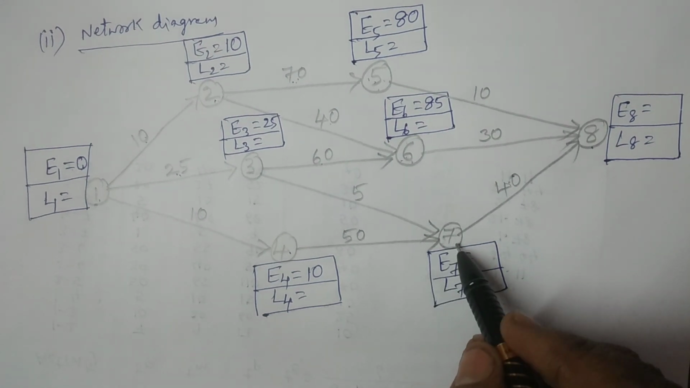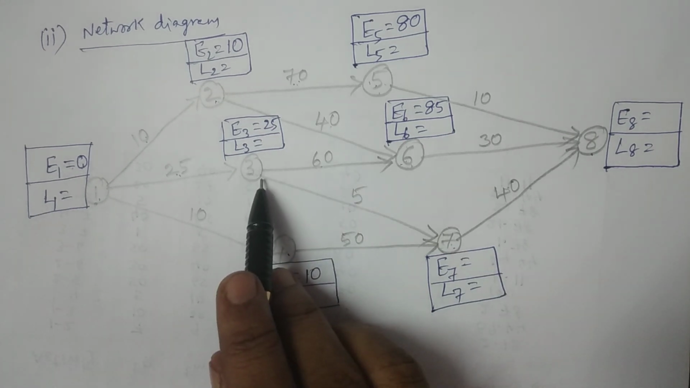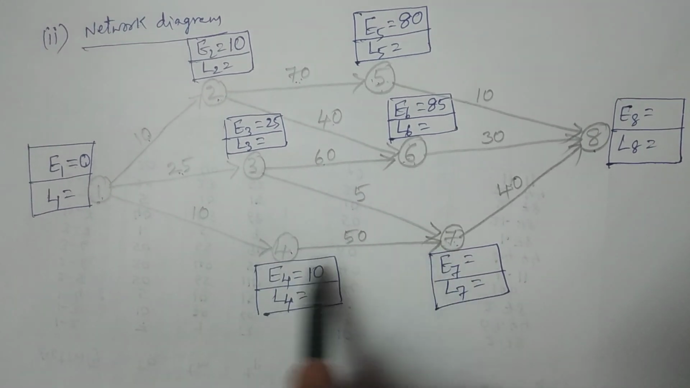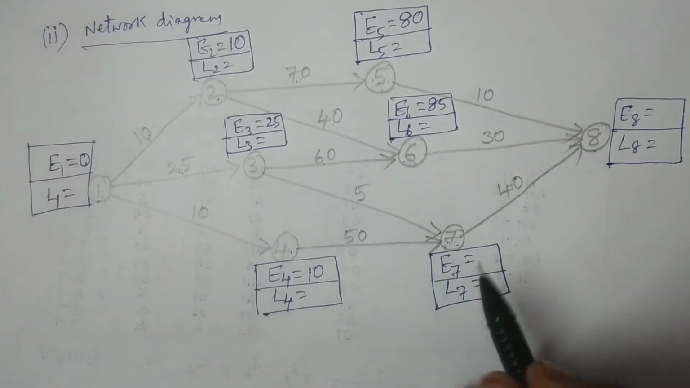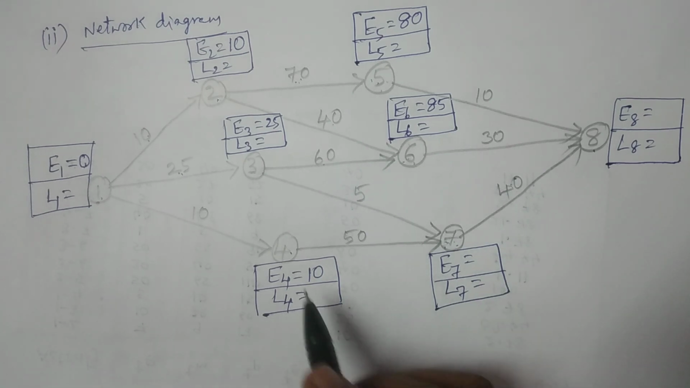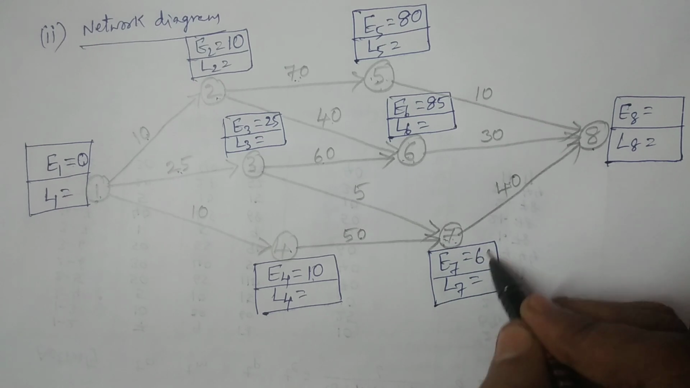You have to move to the next one, the seventh one. Is it clear? The seventh one, we have two connectors, 3 to 7 and 4 to 7. So 3 to 7, which means 25 plus 5, it is 30. We have to take the maximum. 10 plus 50, it is 60. So you have to take the maximum, 60 is the maximum.